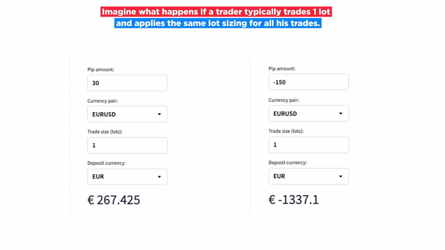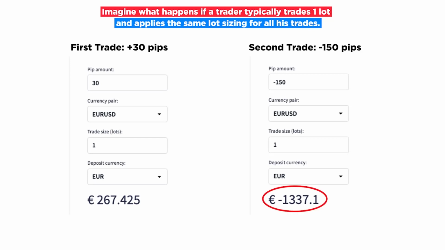Imagine what happens if a trader typically trades one lot and applies the same lot sizing for all of his trades. The first trade is a 30 pips stop loss and he earns 30 pips back. Pretty okay. Now, his second trade has a big stop loss of 150 pips, and because he doesn't understand how to size his positions, he goes in with the same one lot. And boom, the trade is a loss and he has just lost $1,337. Do you see how dangerous this is?